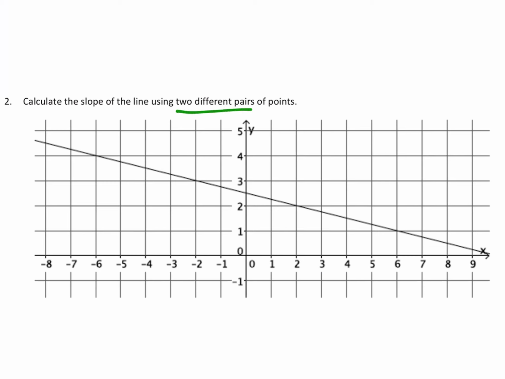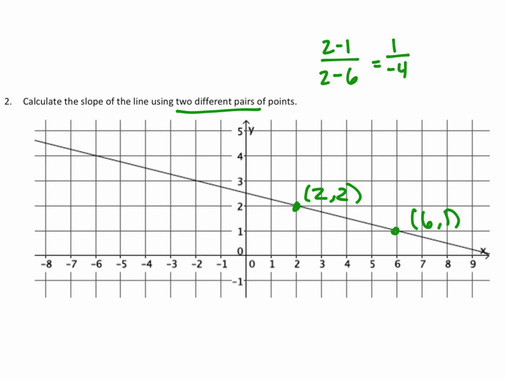In number 2, it also wants 2 different pairs. So let's use this one and this one. Remember, we're looking for where the line crosses in the corner of one of those grids, the boxes on the grid. All right, so for the green, I have the point 2, 2, and 6, 1. I need to subtract the y values, and then I need to subtract the x values. 2 minus 1 is 1, and 2 minus 6 is negative 4.